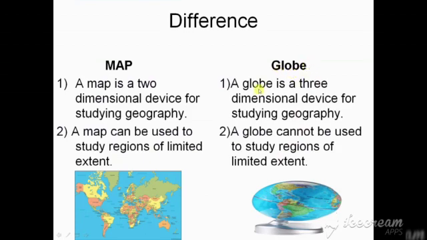Globe. A globe is a three-dimensional device for studying geography. Now here, three-dimensional device already we have seen, students. An object having three dimensions such as the length, width, height is called a three-dimensional device. A globe cannot be used to study regions of limited extent. So a globe cannot be used to study the regions of a limited extent. So have you understood the difference between a map and a globe? It can come in the semester exam also, students.